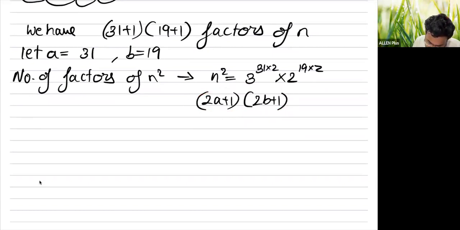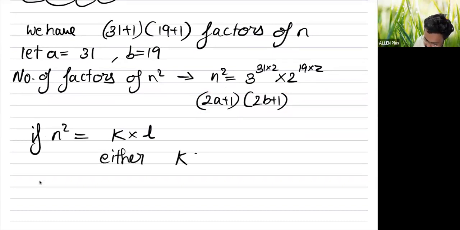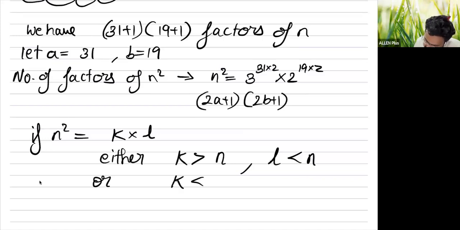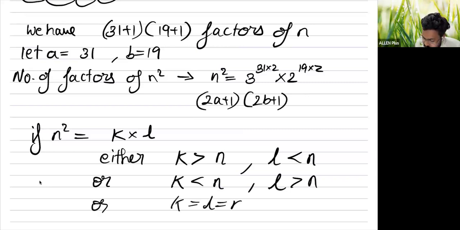One thing that you need to keep in mind is, if I have this n square, if n square is equal to k times l, what we'll have is either k greater than n, l less than n, or k less than n, l greater than n, or k equal to l equal to n. Does everyone agree? If we write n square as split into two factors, k and l, then I can be sure that one of them is greater than n and another has to be less than n. Is everyone clear with this?